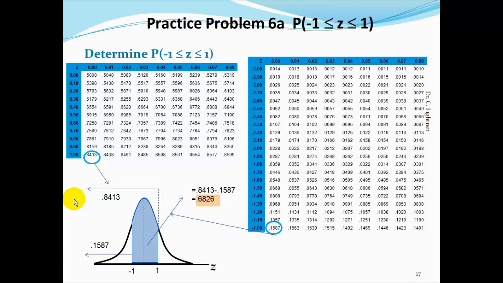0.8413. So, if the area from 1 all the way over is 0.8413, but the area from this point, which is -1 all the way to the left, is 0.1587, then the difference between these two values will give us this shaded region. And for this example, this difference is 0.6826. So the probability that z falls between -1 and +1 is 0.6826.